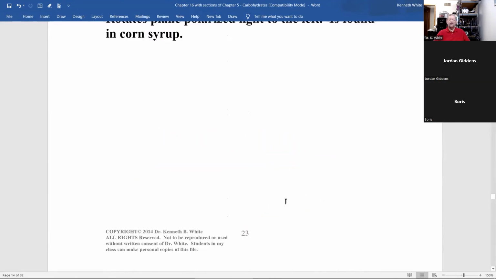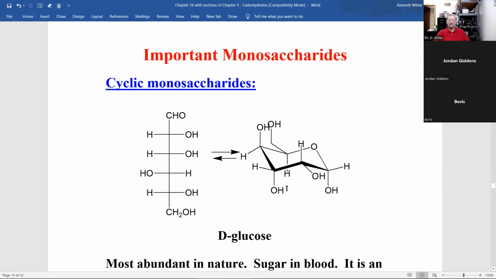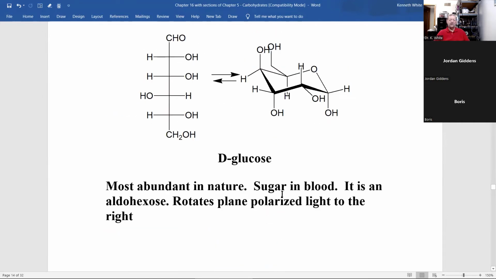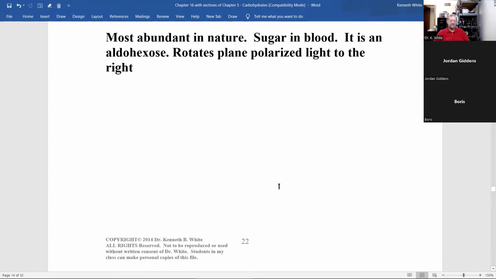But glucose can form this cyclic form, and we'll talk about that in a little while. And one thing: D-glucose is the most abundant sugar in nature. Why? That's the sugar in your blood, and it turns out it rotates plane polarized light to the right.